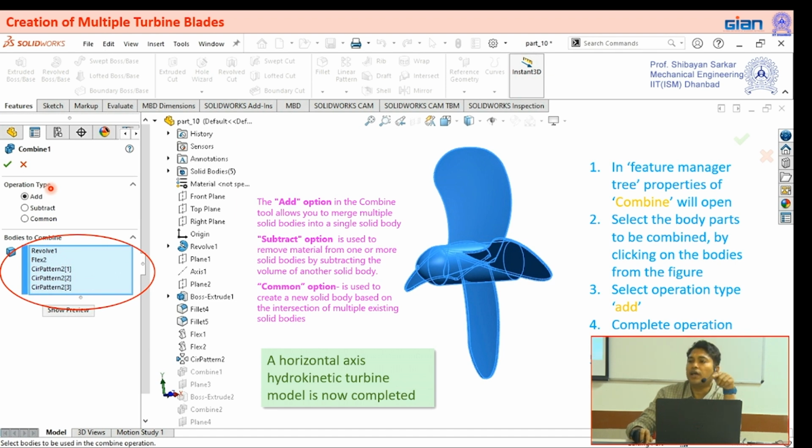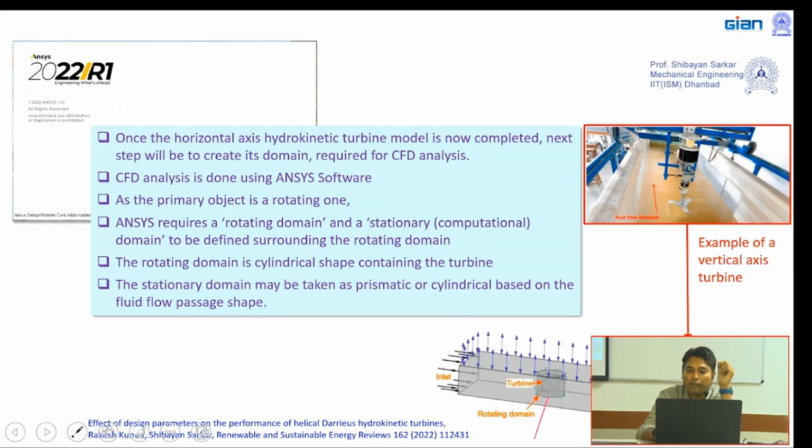Here we will be doing the add. So here we will do the addition: all the halves, the blades, will be added, and you use the green tick, and then it will be combine 1. After combine 1, basically my drawing is complete.